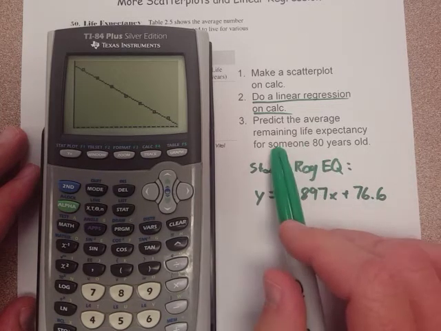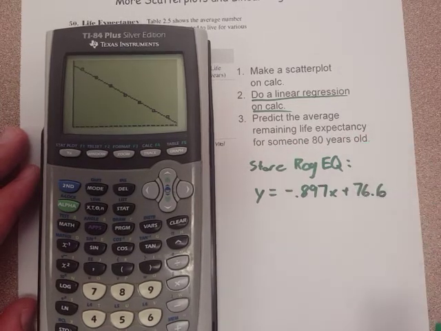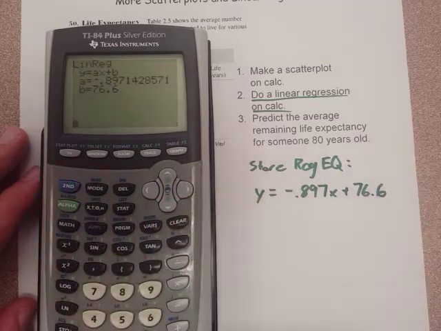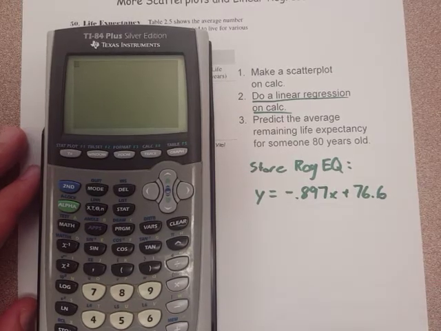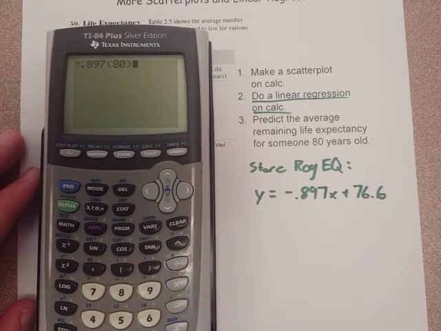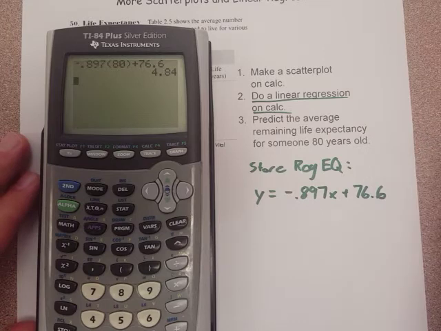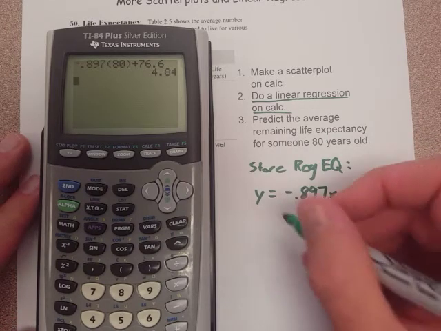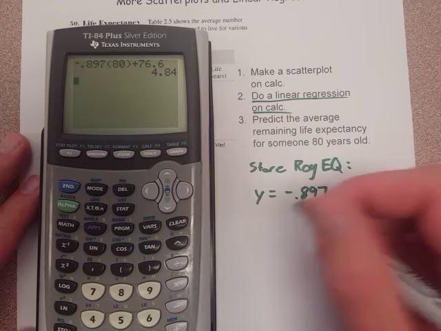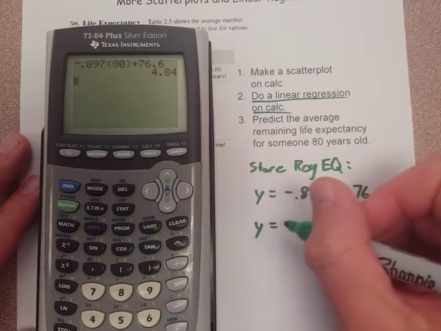Now, as far as predicting, the last question here is, let's use this equation to predict the life expectancy of someone who's 80 years old. So we could go through that on the graph, or we could just plug it in here, plugging in 80 for x, so negative 0.897 times 80, and then plus 76.6. Hit enter, and this function at least expects that someone who is 80 years old will have about 4.84 years left in their life.